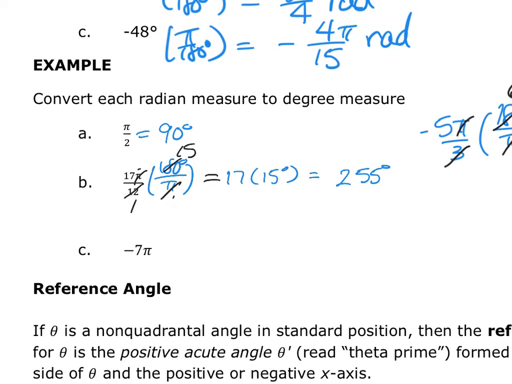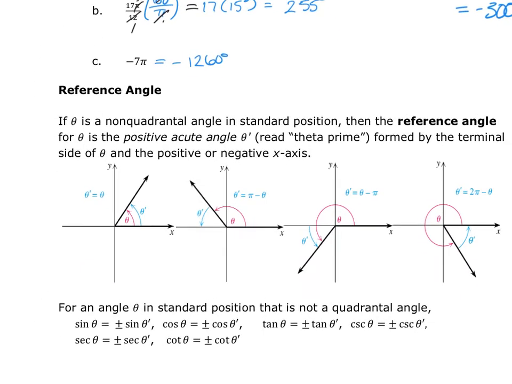Okay, so last one. Raise your hand if you can give me the answer to the last one. Somebody I haven't heard from yet today. Yes? Negative 1260 degrees. Does anyone have a question on that one? In this case, the only thing that canceled when you did the unit fraction was pi, so then you did 360 times 7, and don't forget the negative symbol on there. Any questions? Okay, cool.